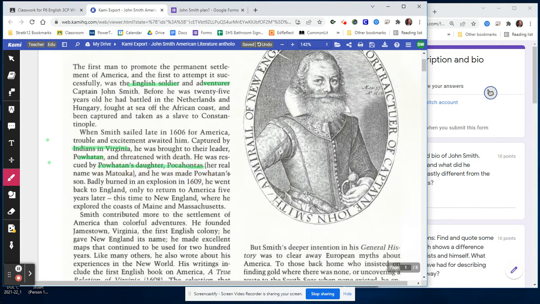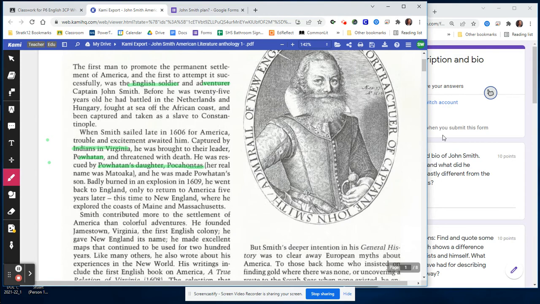We've heard of her. Her real name was Matowaka, and he was made Powhatan's son. Badly burned in an explosion in 1609, he went back to England only to return to America 5 years later, this time to New England, where he explored the coasts of Maine and Massachusetts.